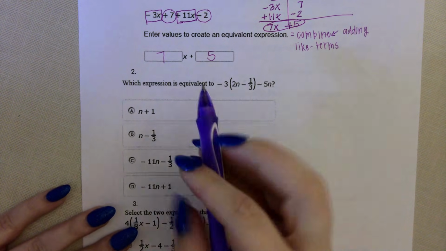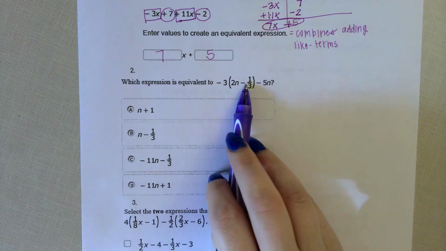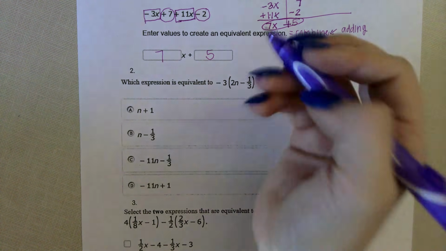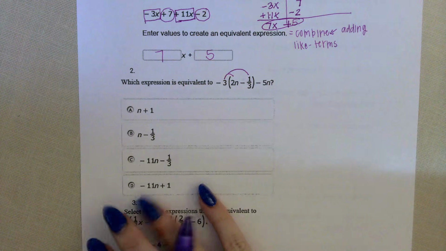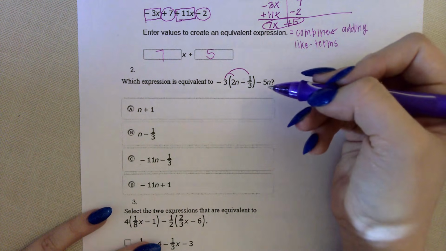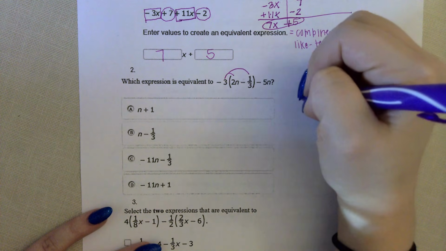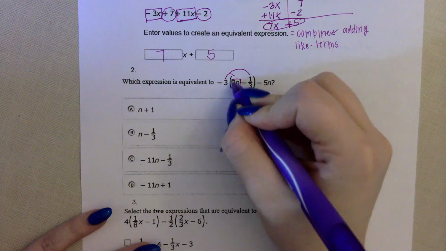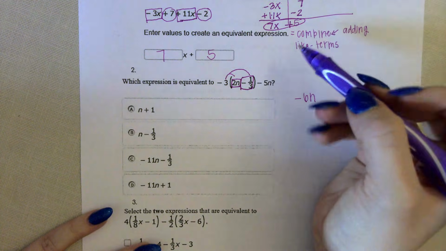Number 2 says which expression is equivalent to negative 3 parentheses 2n minus 1/3 close parentheses minus 5n. So in order to do this, remember we need to distribute first. I need to get rid of whatever's in those parentheses to then combine my like terms. So I do negative 3 times 2n, which gives me negative 6n. You need to box what's in those parentheses so that you know what sign follows.